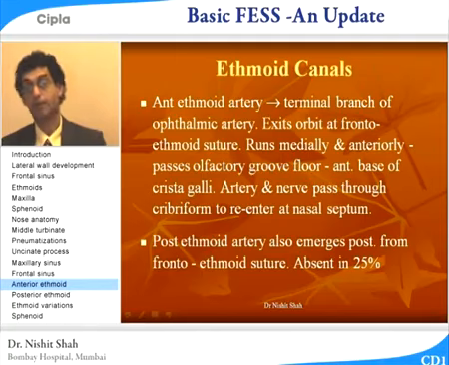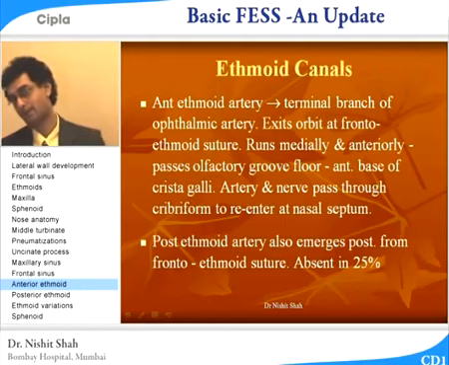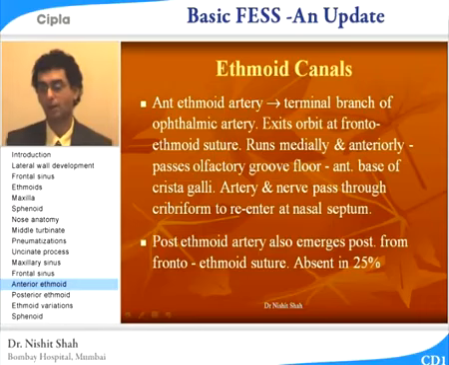Posteriorly, you have the posterior ethmoid artery, which is not usually as prominent or as well seen as the anterior ethmoid, and occasionally you may have more than one branch. This also emerges from the orbit at the frontoethmoid suture, and in about a quarter of our patients, about 25%, it may not be seen.